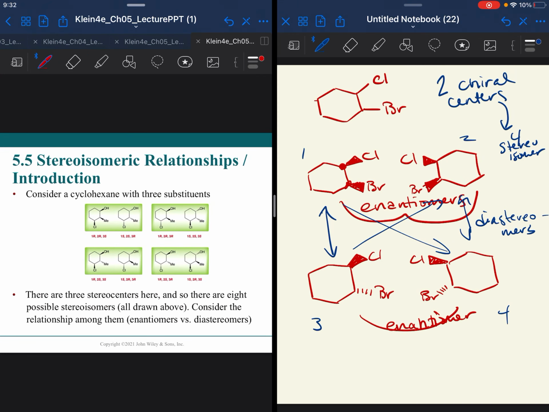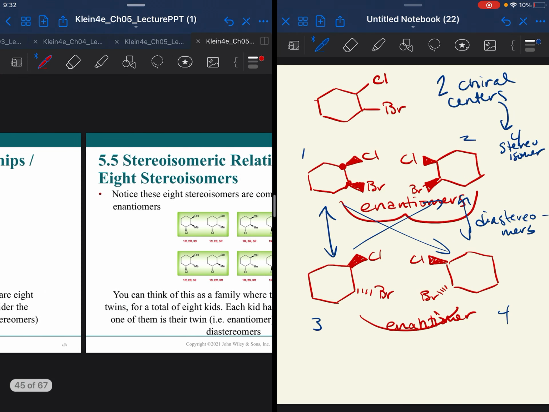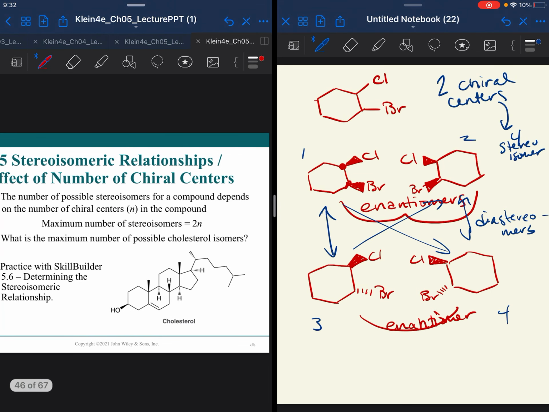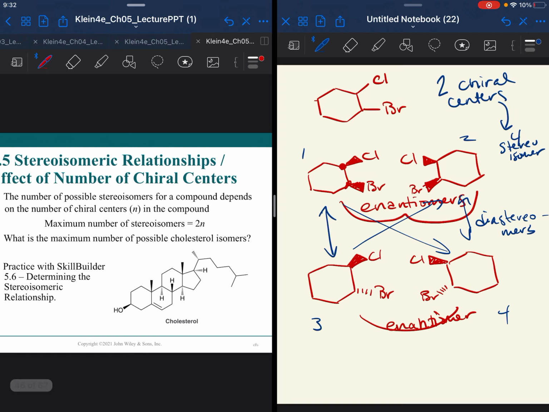Now, the number of possible diastereomers or stereoisomers that you could have comes from a pretty easy formula. The maximum number of stereoisomers is 2n. No, that's wrong. Hold on. Fix this. You're taking notes right now, so this is something we want to correct. It's not 2n. That must be a formatting issue. It's 2 raised to the n.